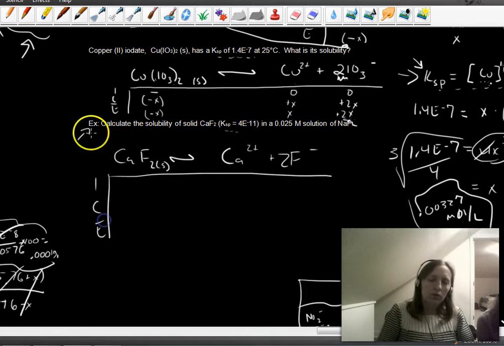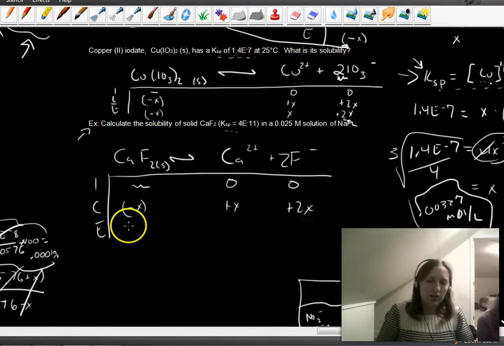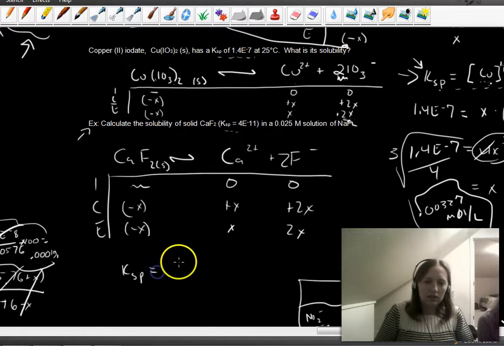If this were in pure water, you have a chunk of this, you have 0 and 0, and you lose some of this. You gain some, you gain twice as much. x and 2x. And your Ksp is calcium times fluoride squared.